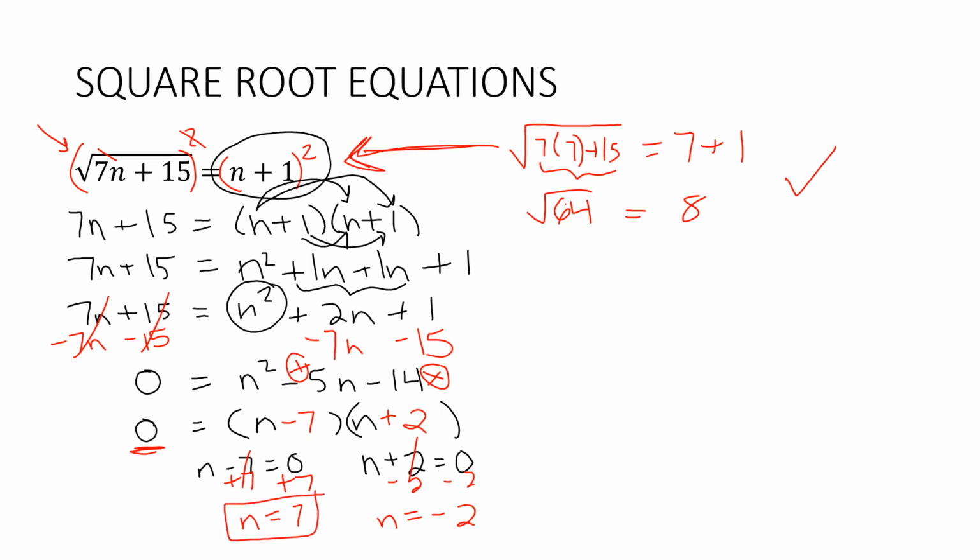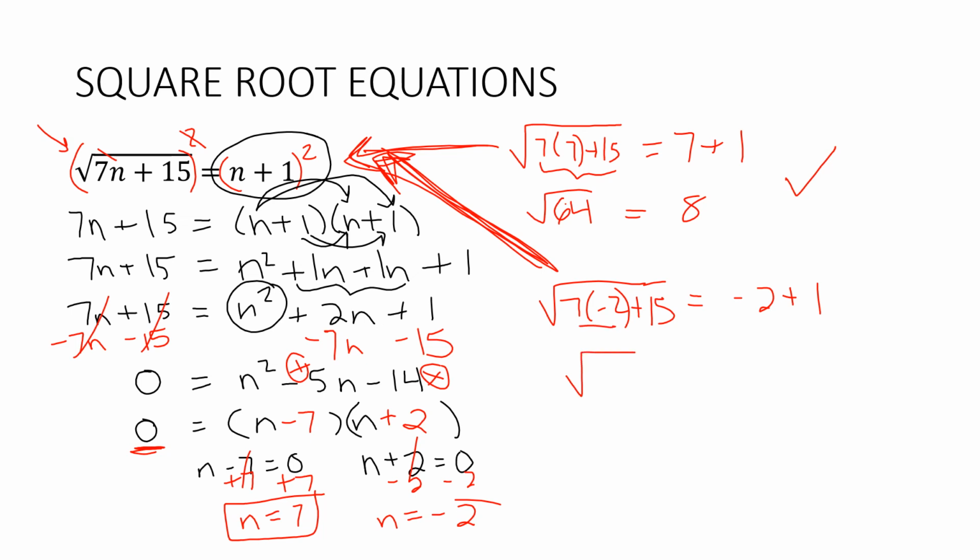Now, let's go through and try the other one. So I'm going to plug in a negative 2 everywhere that I see an n. So again, back to that original equation up here at the very top. I'm going to do the square root of 7 times negative 2 plus 15 equals negative 2 plus 1. So I'm just going through and plugging in that negative 2 everywhere we see n. All right, so here I've got 7 times negative 2 is negative 14 plus 15 is 1, and negative 2 plus 1 is negative 1.